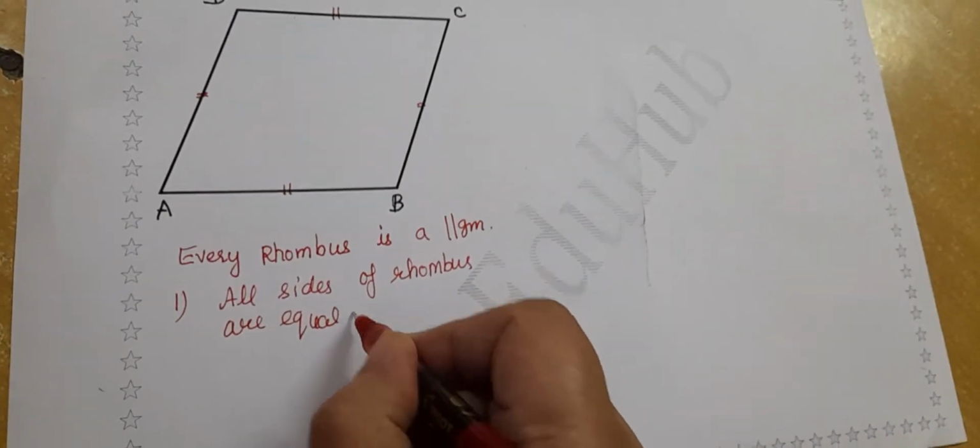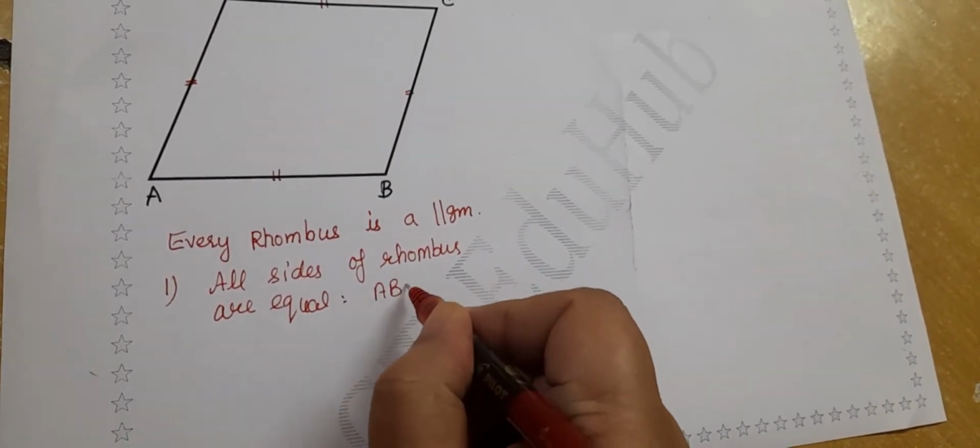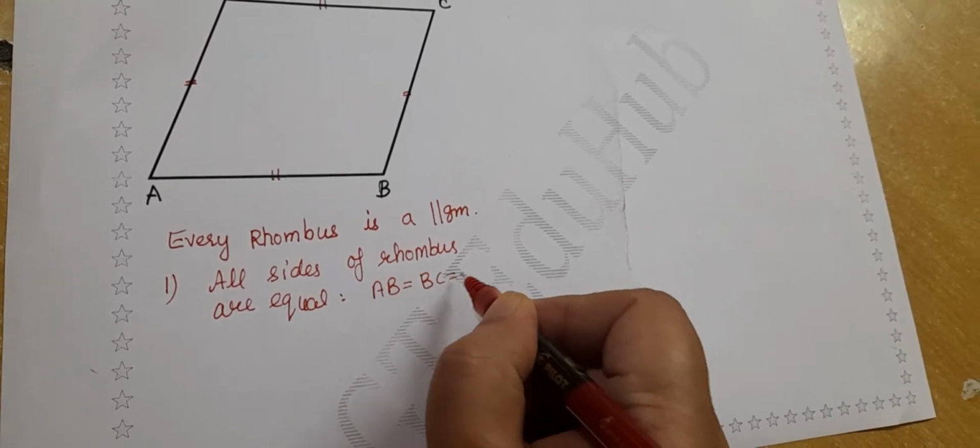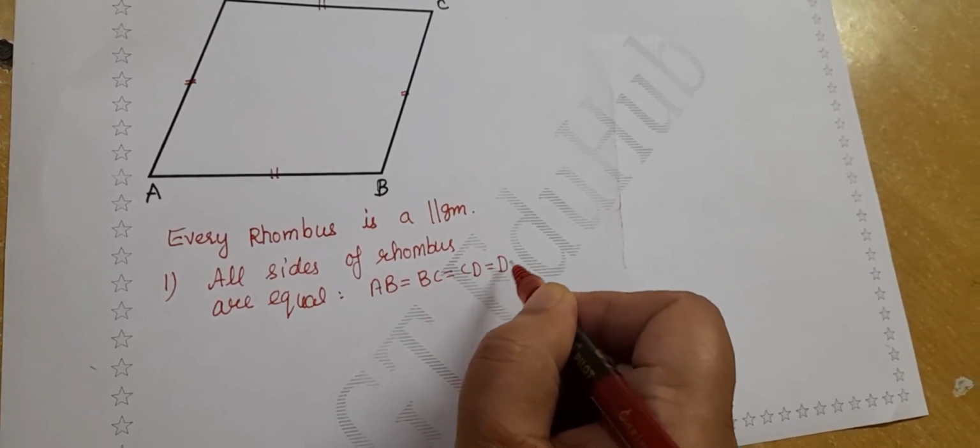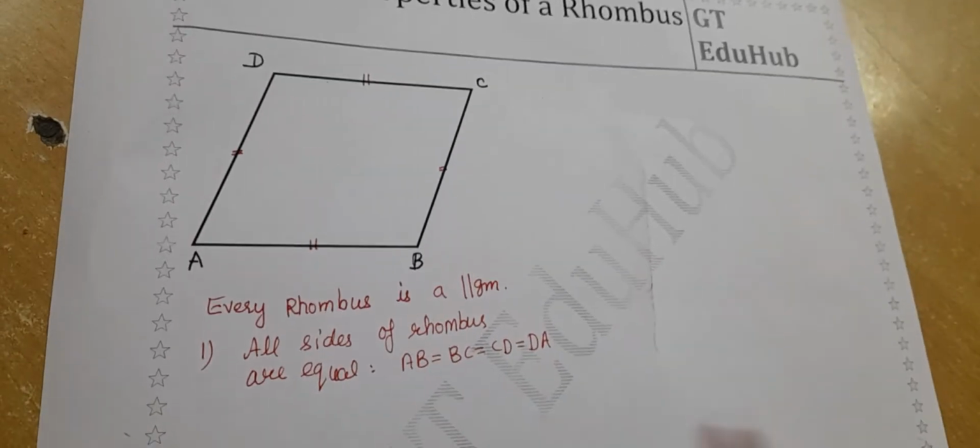It means we have AB equal to BC equal to CD equal to DA. All these sides are equal.